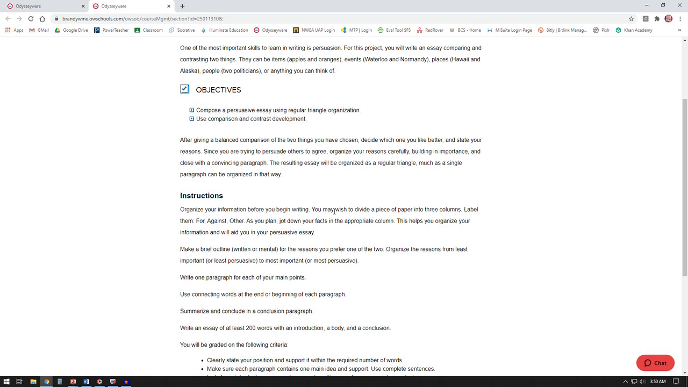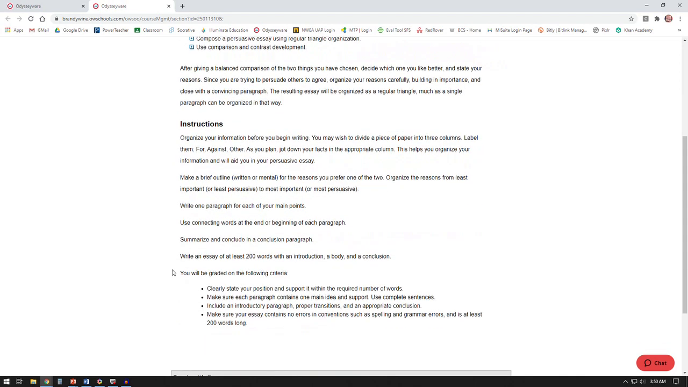It talks about organizing your information. You can do some pre-writing on a piece of paper, some outlining, however you want to do. It's always a good idea to do some pre-writing. I have a little example I'm going to give you, and I did some pre-writing myself on a piece of paper to the side. You're going to write one paragraph for each main point. You're going to use connecting words at the beginning and end of each paragraph to link them together. You're going to summarize and conclude in a conclusion paragraph, and you're going to write at least 200 words with an introduction, a body, and a conclusion.